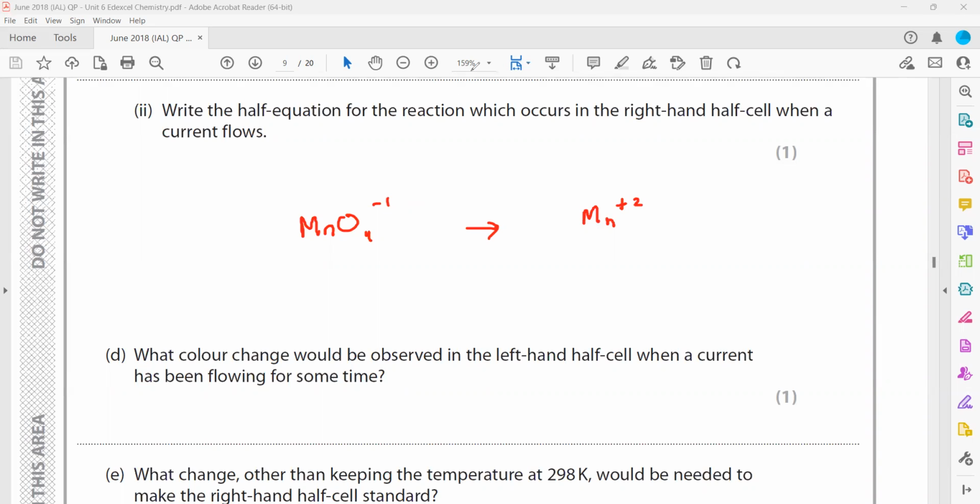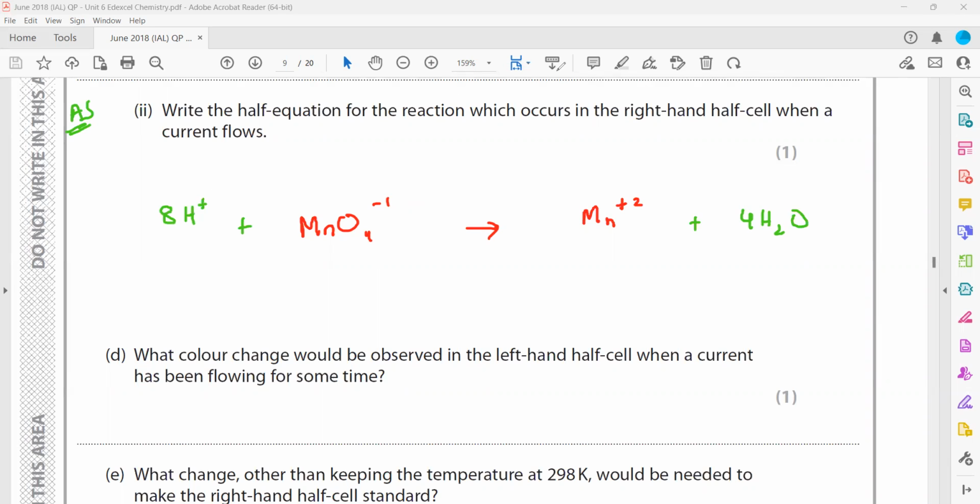Now, to balance a redox equation, as in AS: if we want to balance oxygen, we add water molecules. So we add 4 water molecules on the other side, so oxygen is balanced. If we want to balance hydrogen, we add protons. So 4 multiplied by 2 is 8, so we add 8 protons, and the hydrogen is balanced.